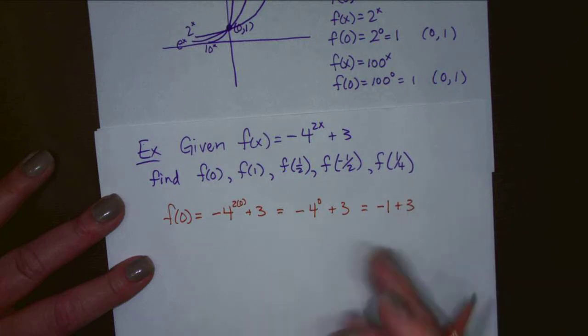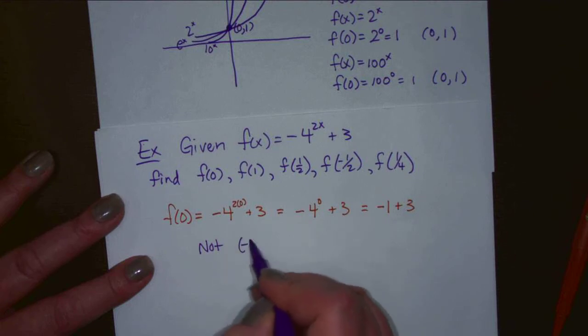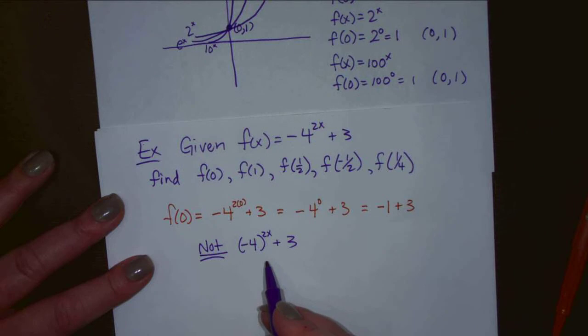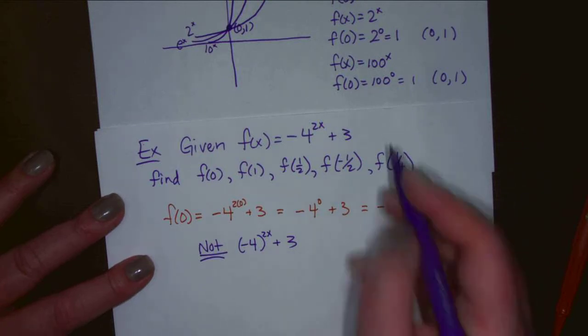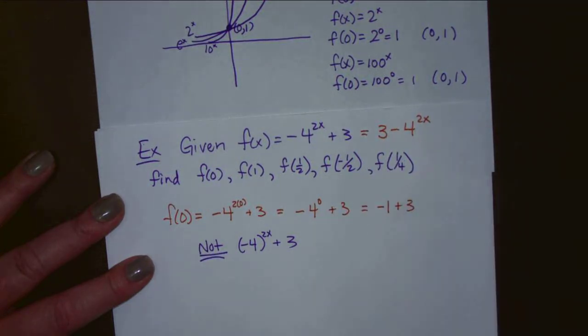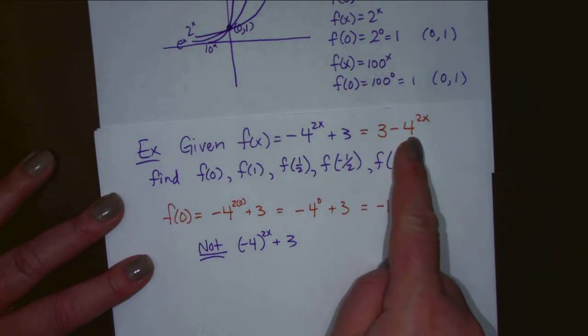How come it's not positive? How come it's still negative? The negative is in front of the 4. The negative is not to the power. That's a different exponential function. Do you see? We're not saying negative 4 to the power 2x, we're saying 4 to the power 2x with a negative in front. Another way you could see this particular function would be 3 minus 4 to the 2x, and you probably wouldn't get it wrong if I did it that way. You would say 3 minus 1, which is 2.